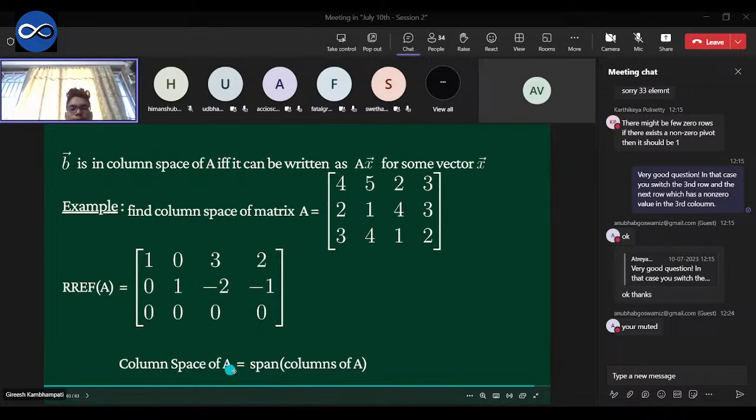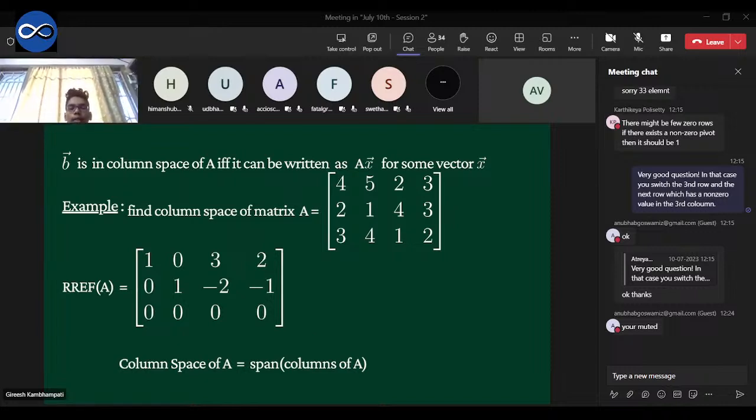We can say that the column space of A equals the span of the columns of A, but the columns of A may not be a basis for the column space. For example, if the columns of the given matrix A are A bar, B bar, and A bar plus B bar, then the column space of A will be the span of A bar, B bar, A bar plus B bar by definition.